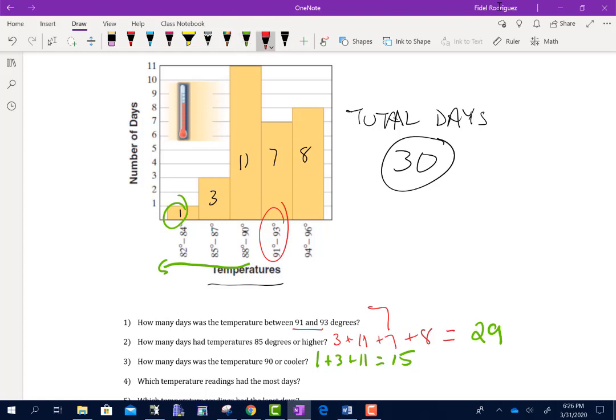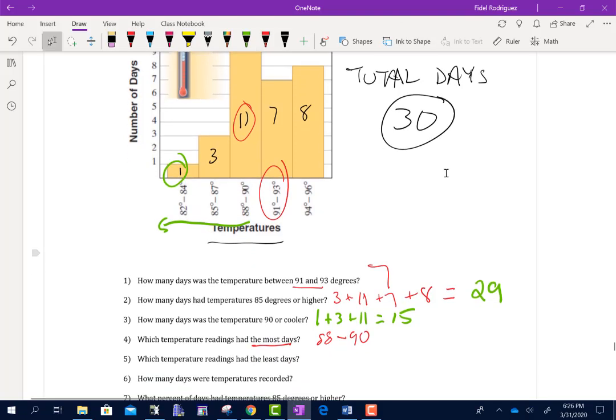All right, which temperature readings had the most days? Well, this is the biggest bar, but those temperature readings are between 88 and 90, right? That's the one that has the most days because it has 11. All right, let me scroll just a little bit here. Which temperature had the least days? Well, the temperatures of 82 to 84.